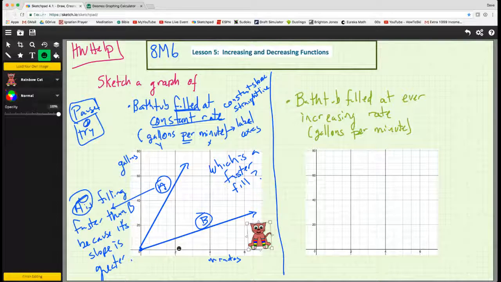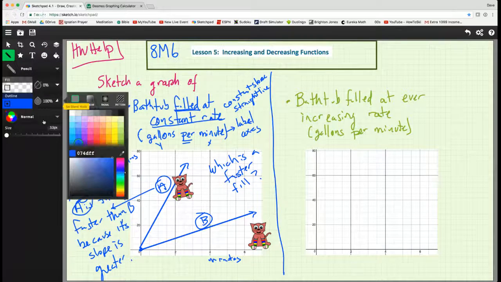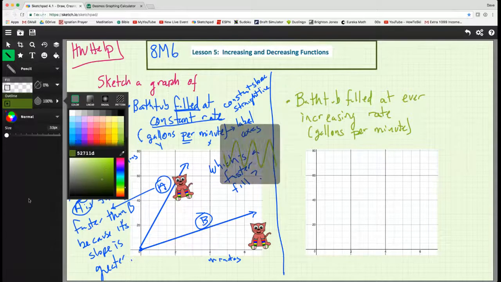Happy cat for anyone who drew a straight line. And a happy cat for anyone who can answer that A is steeper than B, so it is filling more quickly. Now, let's move to our other example.